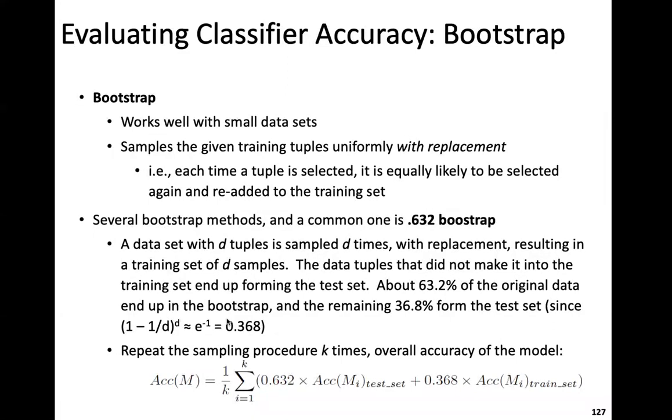So what they do is, with the available data, they take samples and sample uniformly with replacement. That is, you select some data item and put it back into the population, select something else, and go on replacing.